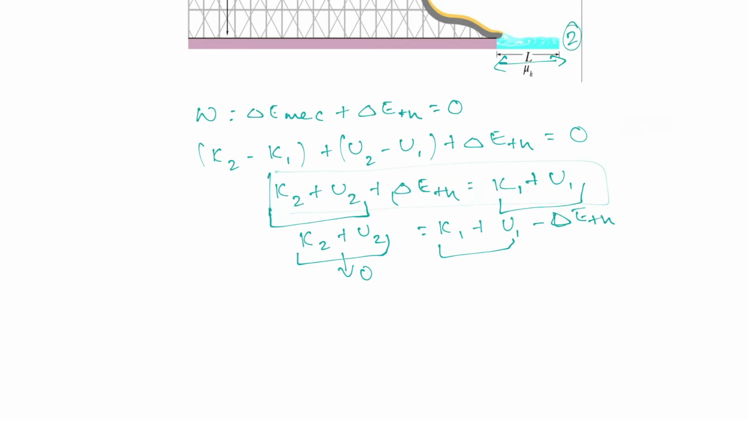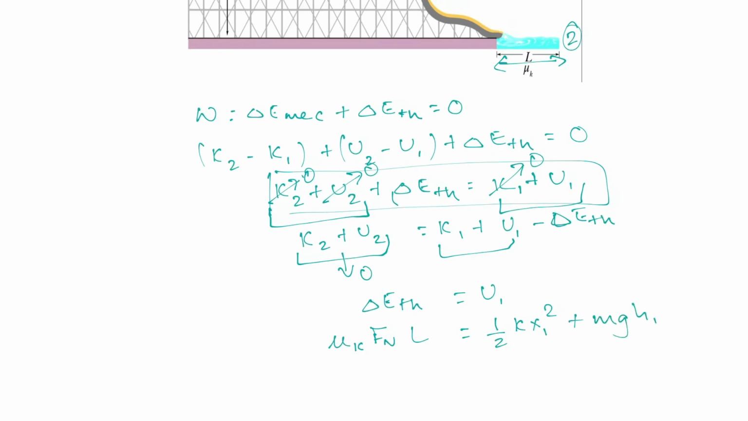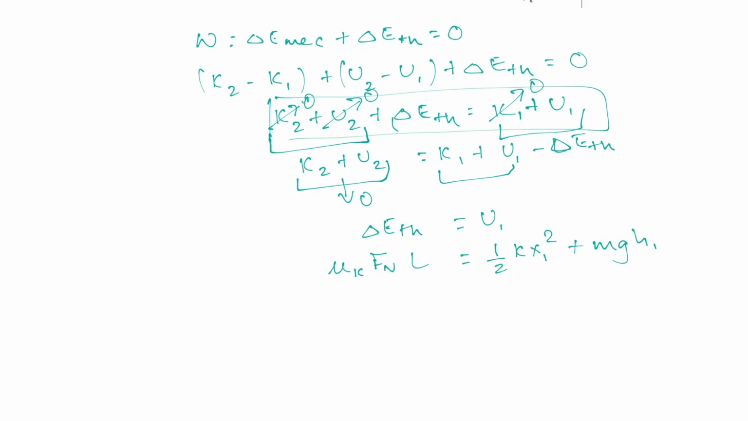So K2 at position 2 is 0. U2 is 0. Kinetic energy initially started from rest, so that is 0. So we are left with E thermal. All that potential energy it had at position 1 is converted into E thermal. So that is mu k times normal force times L, which equals the potential energy of the spring, 1/2 k x1 squared, plus the gravitational potential energy, m g h1. Rewriting, L equals 1/2 k x1 squared plus m g h1 divided by mu k m g, since the normal force is m times g. So you get your length to be 69.26 meters. In 3 significant figures, that becomes 69.3 meters.